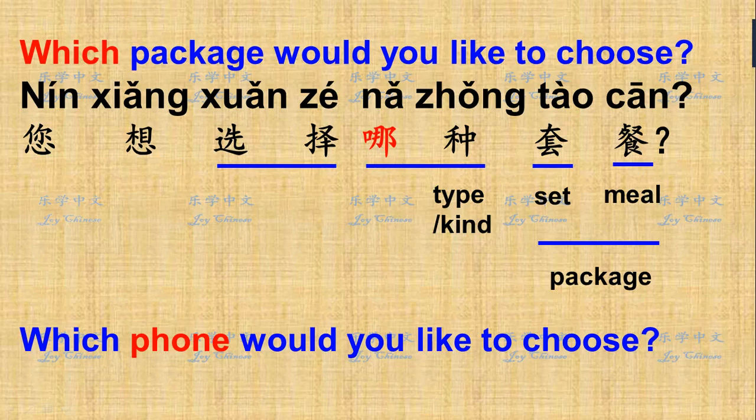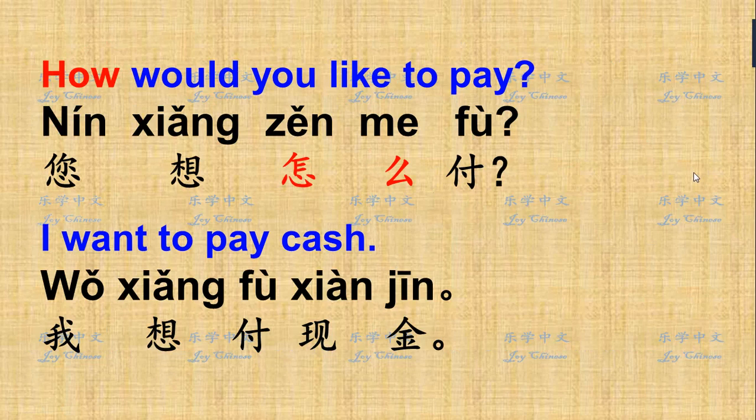After that, Tom also wants to buy a new phone. So, the person will ask, which phone would you like to choose? So, in English, you just change the package to phone, right? The same for Chinese. You just replace 套餐 with phone. Say, 您想选择哪种手机, right? Which cell phone do you want to select. Again, it goes back to the sentence we have learned in the previous video.